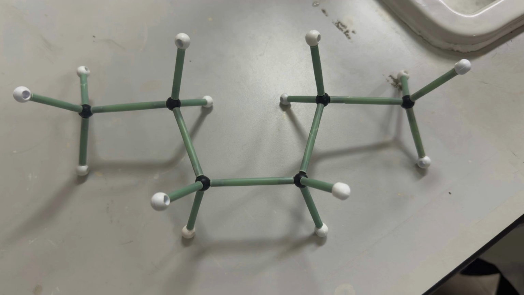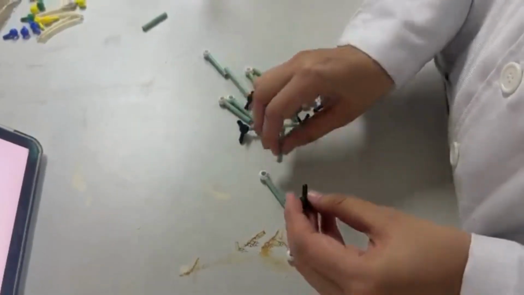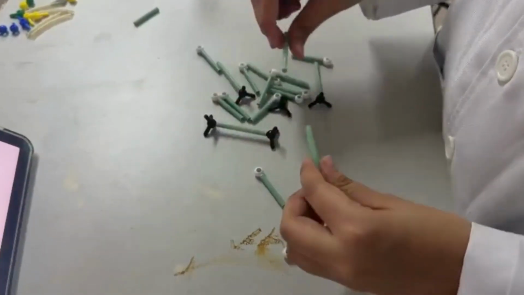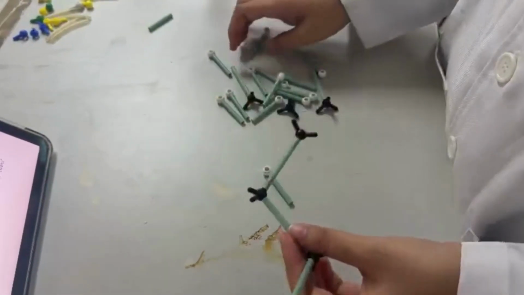Next, for this part, we construct a molecular model of hexane. Upon observation, the molecule is not perfectly straight. This is because each carbon atom is sp3 hybridized, giving rise to a tetrahedral geometry. As a result, the bond angle between adjacent carbon-carbon bonds is approximately 109.5 degrees, which prevents the formation of a linear structure.